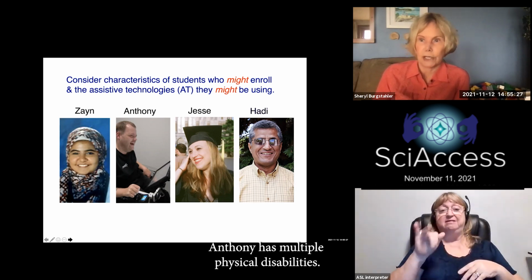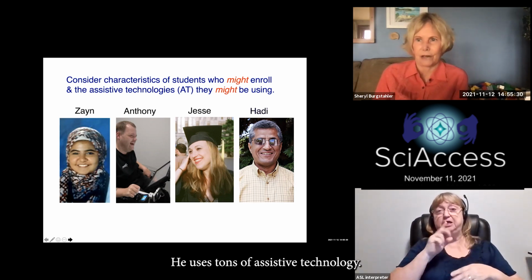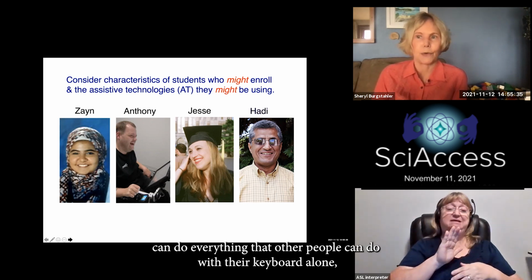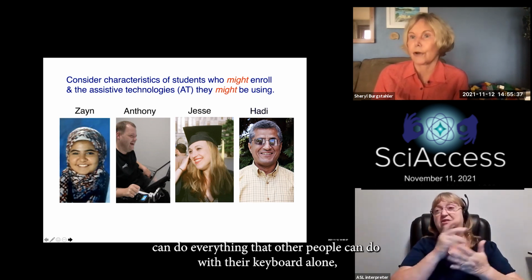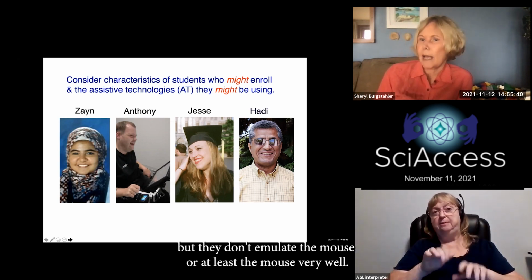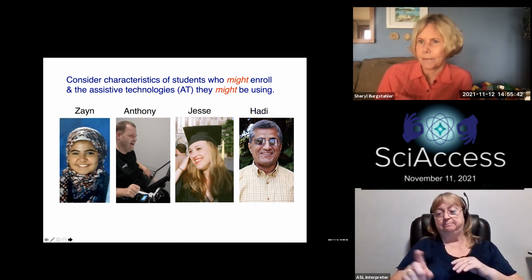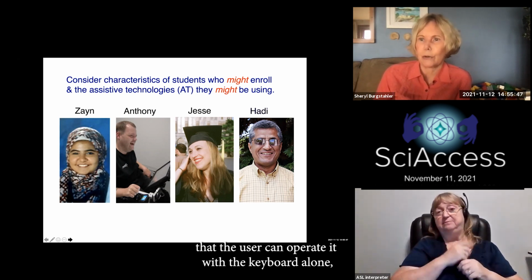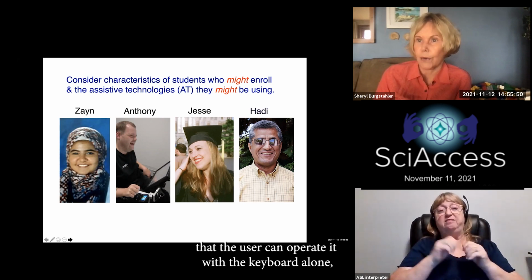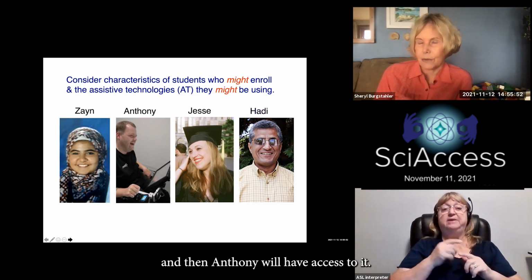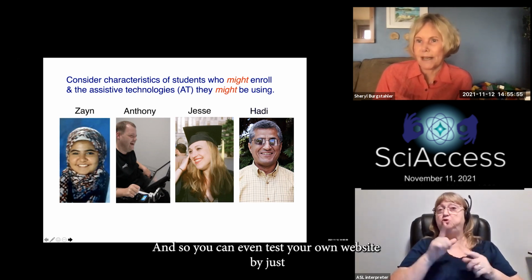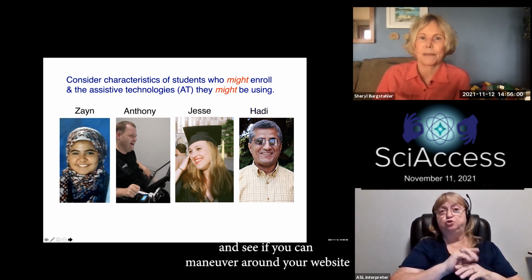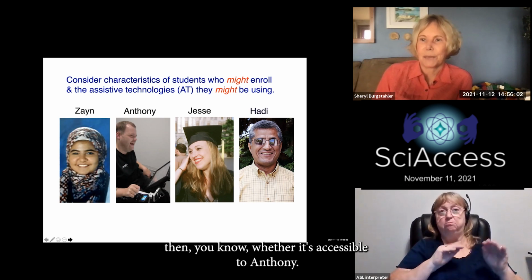Anthony has multiple physical disabilities. He uses tons of assistive technology. But the main thing we need to know in development is his assistive technology can do everything that other people can do with their keyboard alone, but they don't emulate the mouse, or at least the mouse very well. And so when designers are creating a website, for instance, they need to make sure that the user can operate it with the keyboard alone. And then Anthony will have access to it. And so you can even test your own website by just setting aside your mouse and using the arrow keys and see if you can maneuver around your website. And then you know whether it's accessible to Anthony.